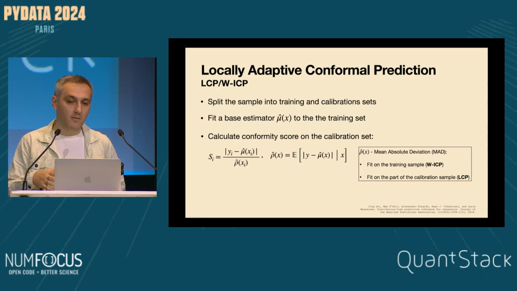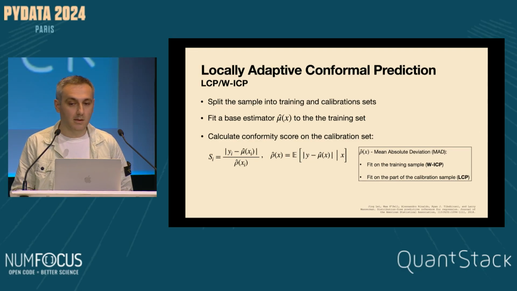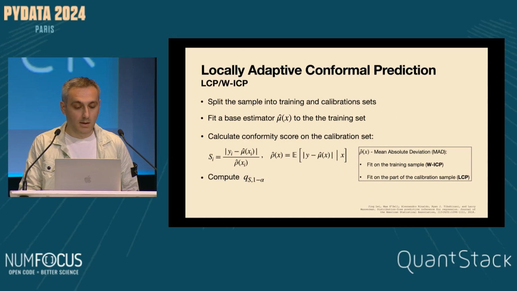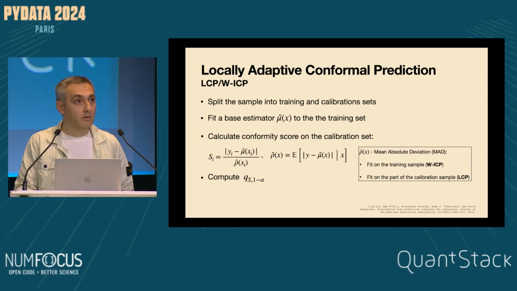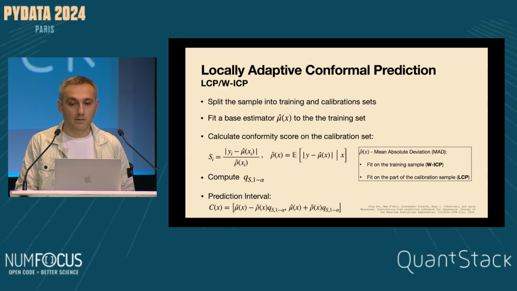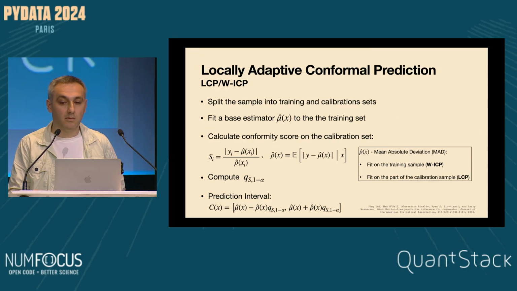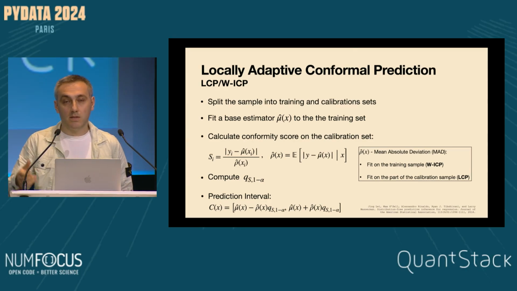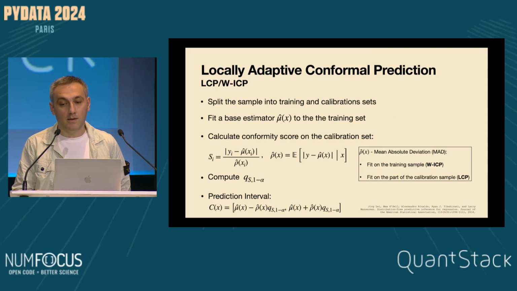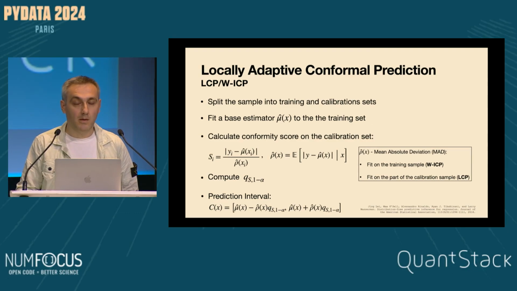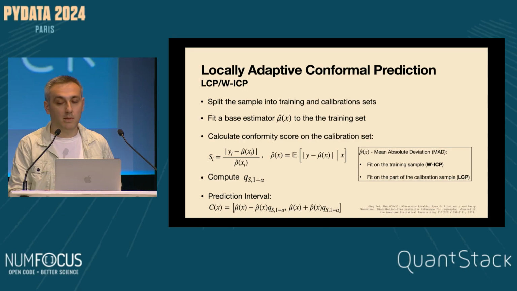So basically, the conformity score in this case is a weighted residual, where the weight is the expectation value of the residual at the same point. Again, we compute the 1 minus alpha percentile, and eventually we build the prediction interval. And as you can see, the boundaries now depend on x through rho, and they become adaptive.